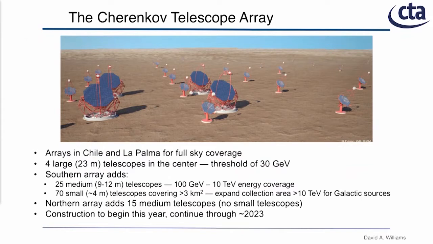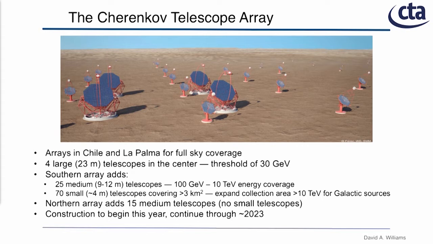Looking to the future, the Cherenkov Telescope Array, or CTA, is the next major planned facility in atmospheric Cherenkov telescope gamma ray observations. And this facility will have two arrays, in order to have all sky coverage, one in Chile and one on La Palma.